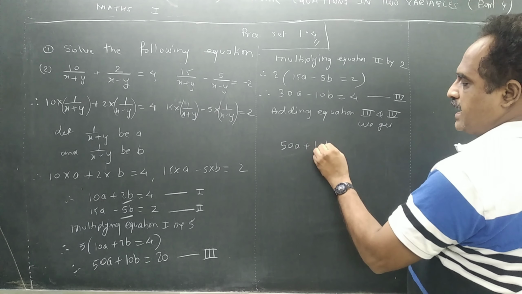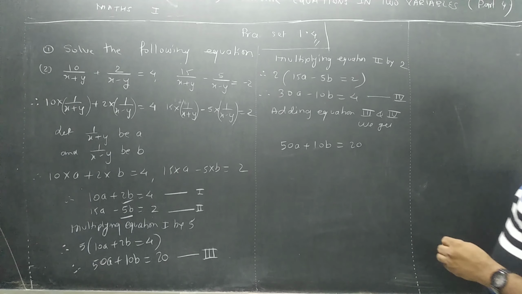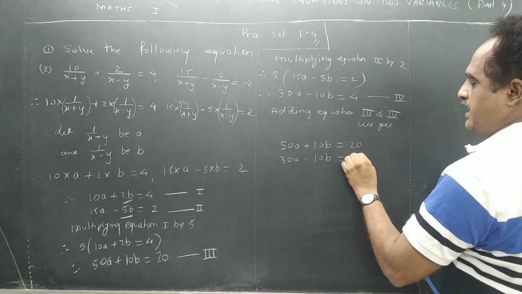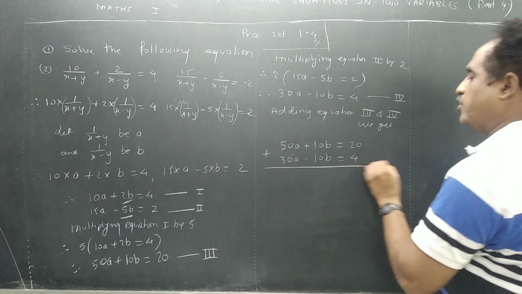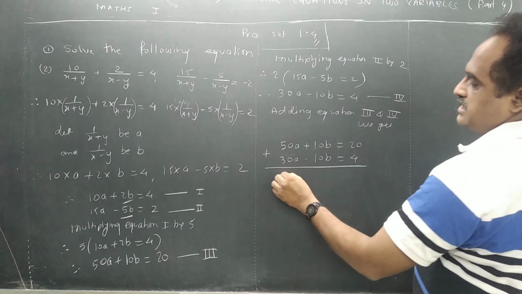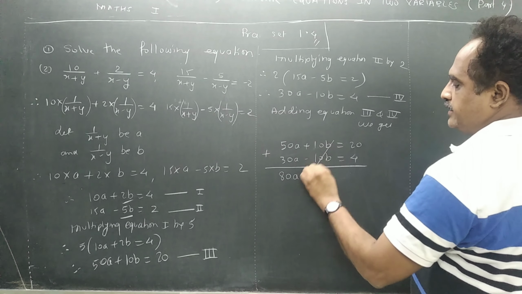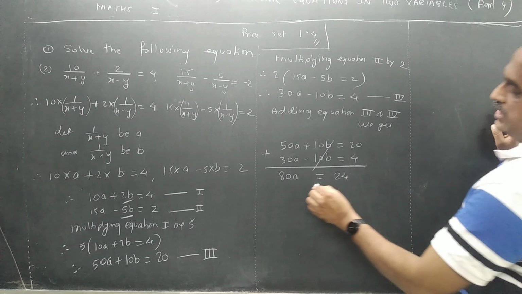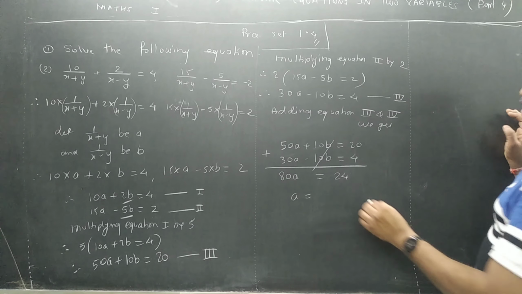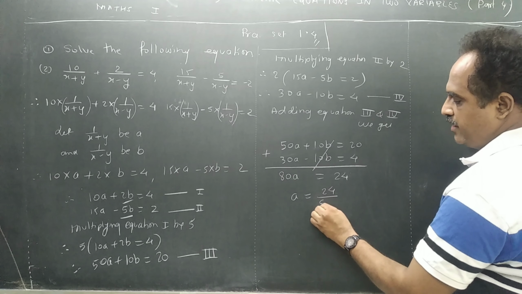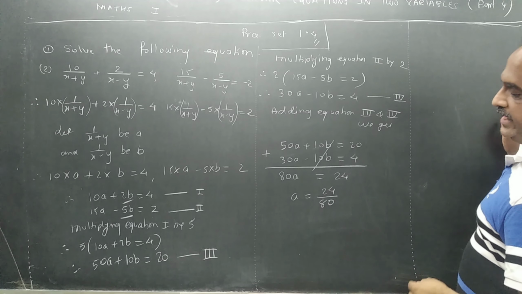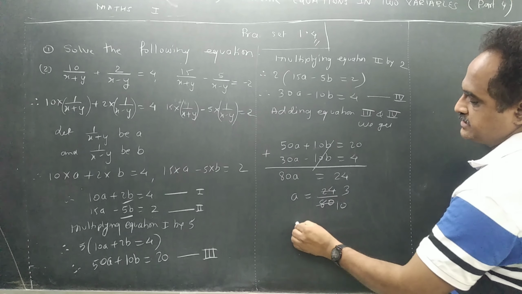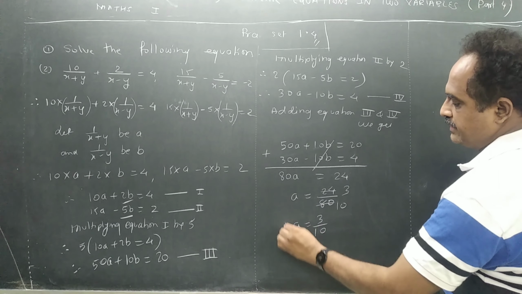50a plus 10b is equal to 20. 30a minus 10b is equal to 4. When I am going to add it, this becomes 80a, this gets cancelled, is equal to 24. So a is equal to, what do you got? 24 divided by 80. So it is a table of 8. 8 3s are 24, 8 10s are 80. What you got? a is equal to 3 by 10.